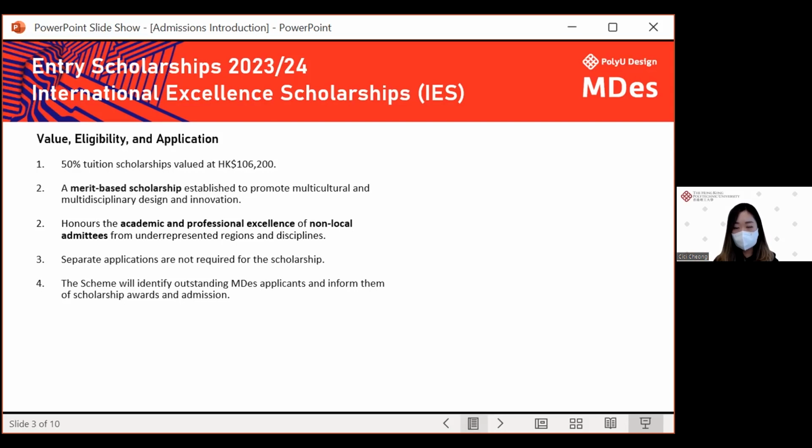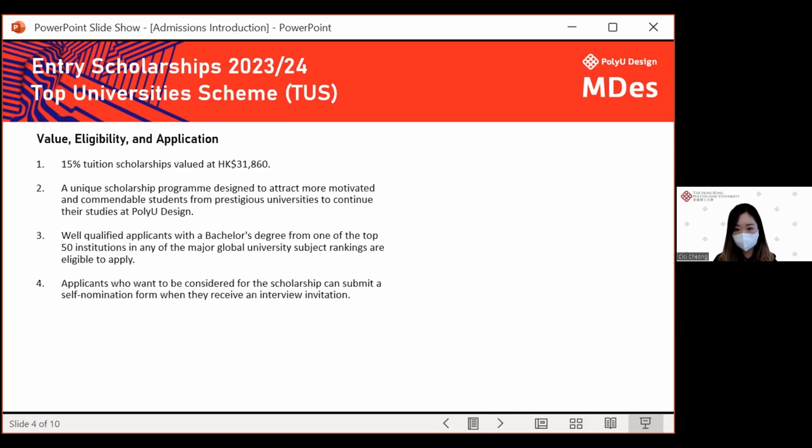So for this scholarship, you don't need to apply. The scheme will identify any outstanding applicant and inform them about the awards and admission.